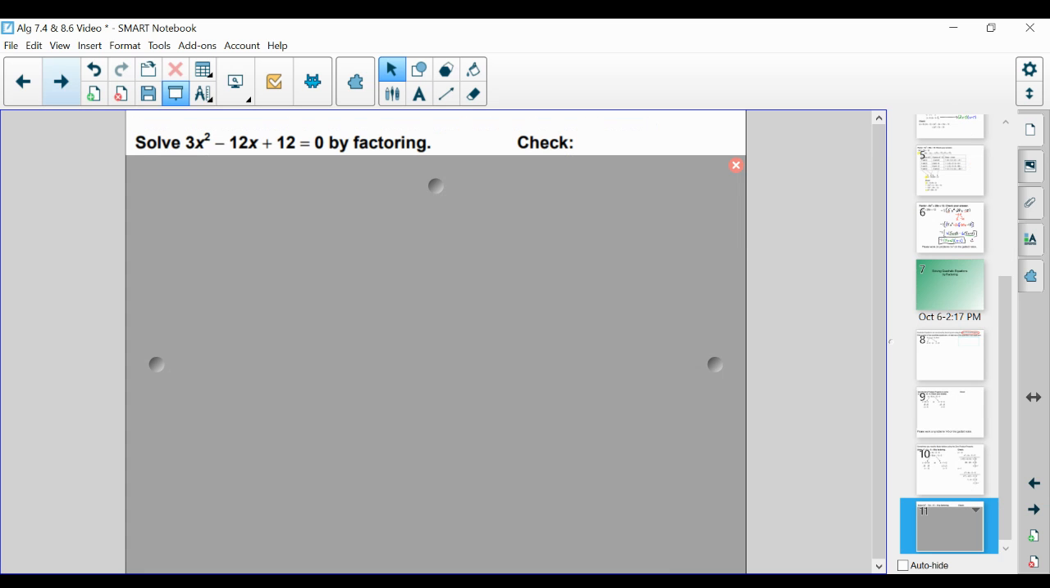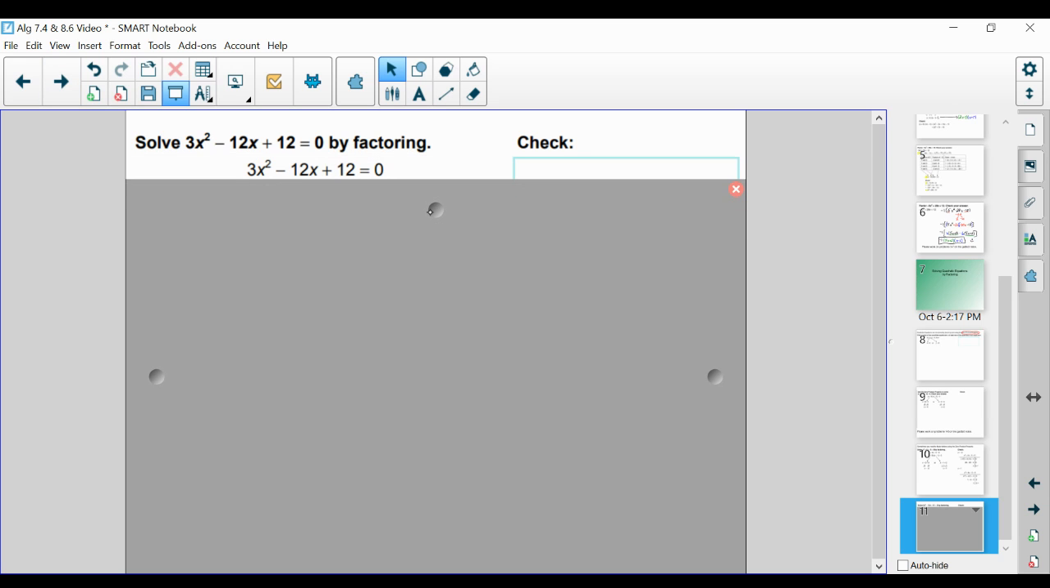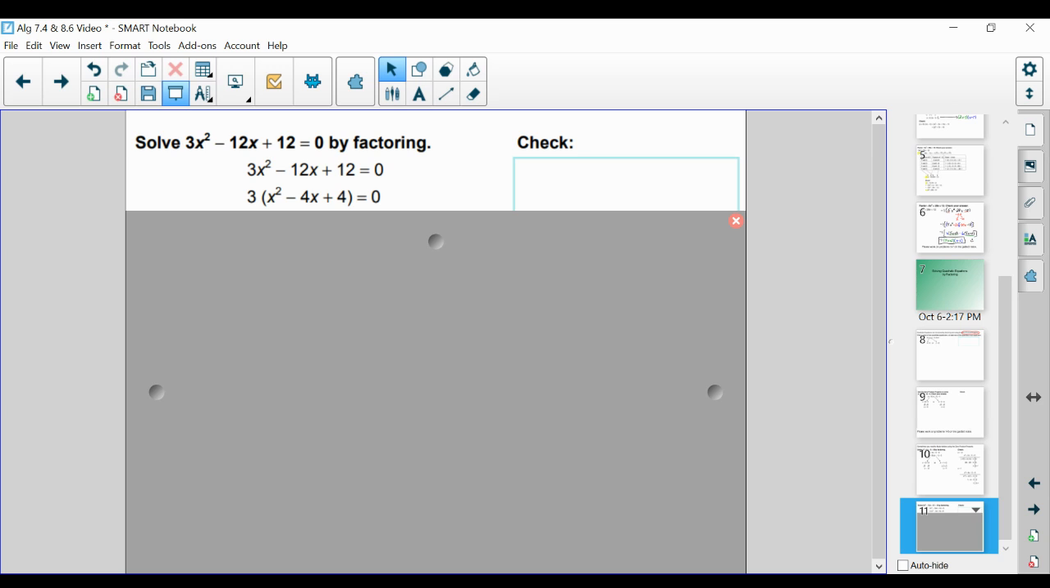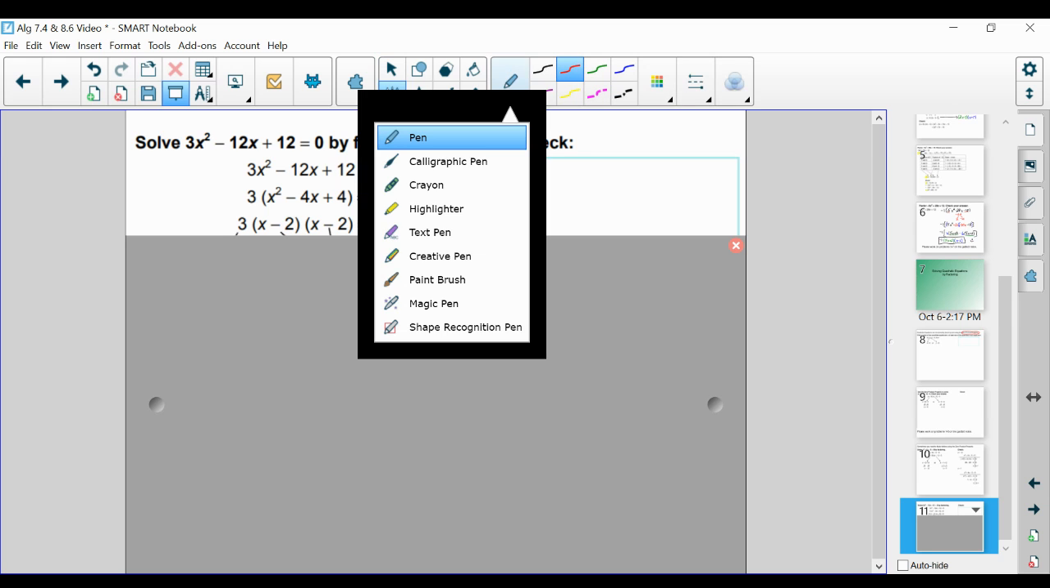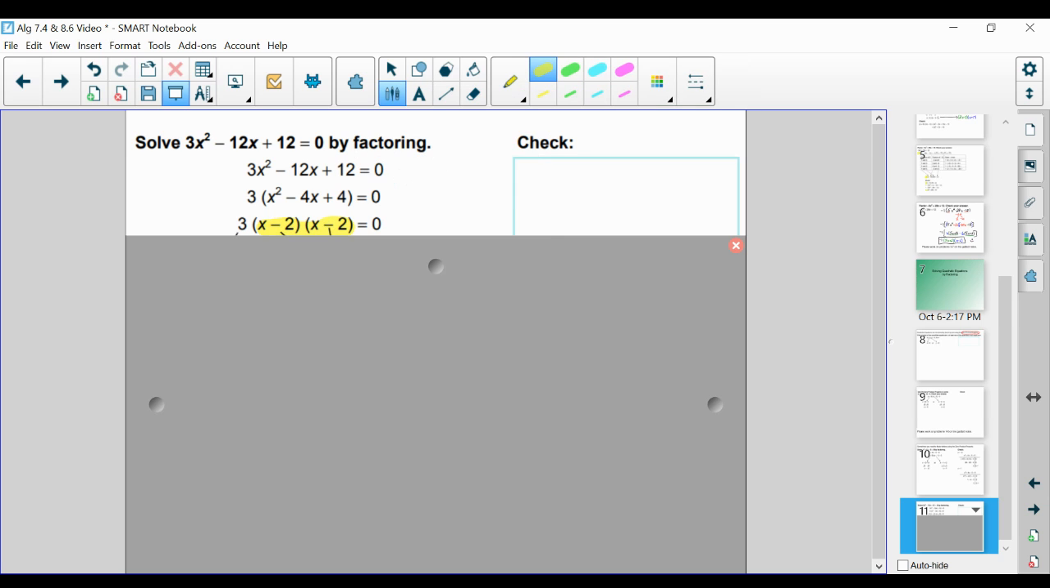Awesome. And now we have 3x squared minus 12x plus 12. We want to solve that again by factoring. So in order for us to do that, we have to actually factor 3x squared minus 12x plus 12. We're going to end up with the greatest common factor coming out first, which is 3. So now we have x squared minus 4x plus 4 equal to 0, and we're going to end up with 3 times (x - 2)(x - 2). Again, this (x - 2)(x - 2) came from factoring x squared minus 4x plus 4.